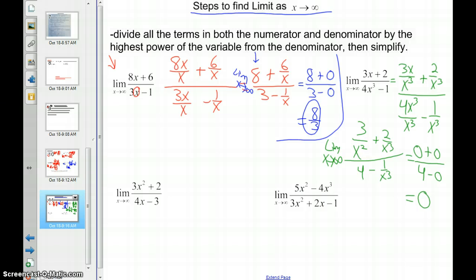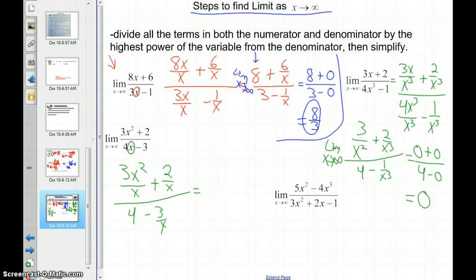Okay, now this next example right here, we're going to do the same process, the limit as x approaches infinity, but we're going to be dividing every term by x. So we're going to get 3x squared over x plus 2 over x, all over 4x over x, which just goes to 4 minus 3 over x. So we are looking at 3x plus 2 over x divided by 4 minus 3 over x.